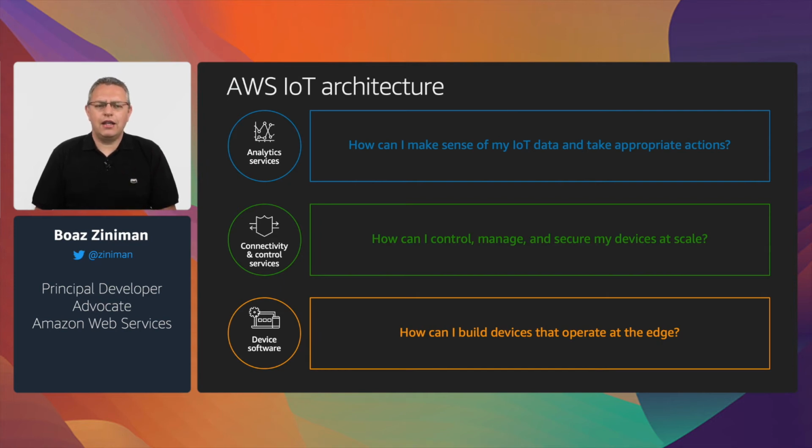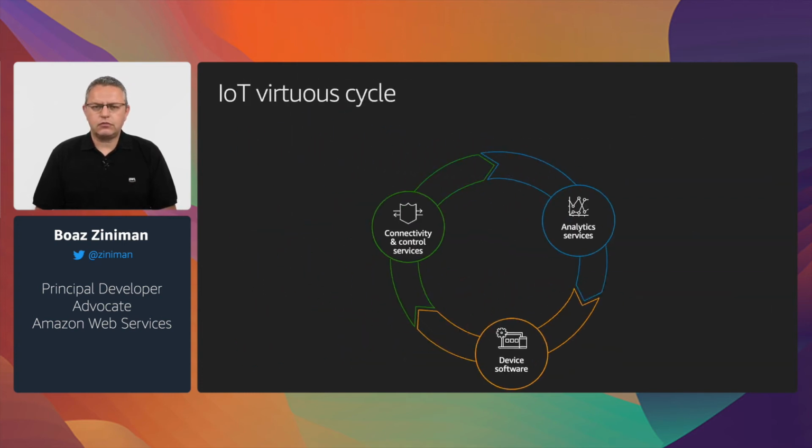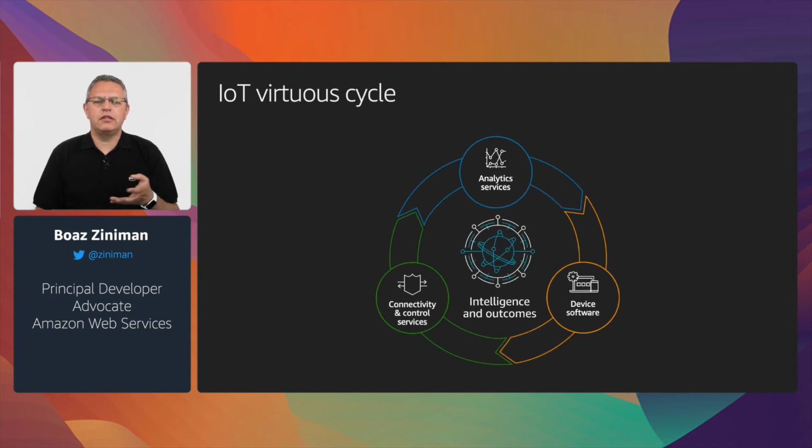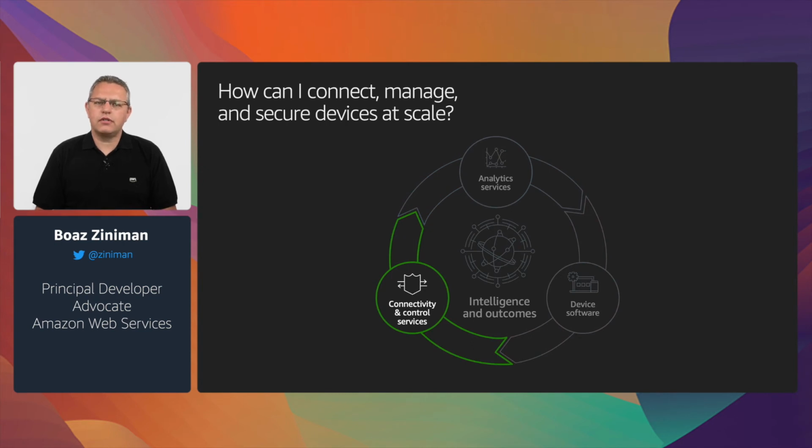The second layer is connectivity and control services. That will allow you to control and manage your devices in a secure manner and connect them to the cloud in different ways. And on top of that, there is the analytics services that will take this data, analyze it, and allow you to take the appropriate action based on this information. So when you combine all of this together, you're basically able to get intelligence and outcomes from your IoT projects. So this session is going to focus on connectivity and control services, and we're going to talk a lot about how I can connect, manage, and secure my devices at scale.